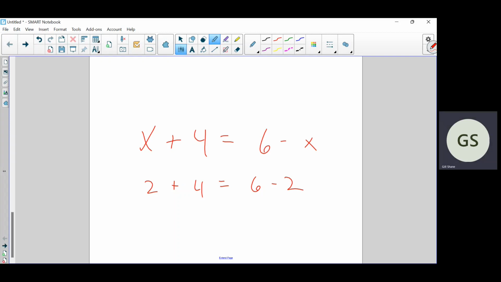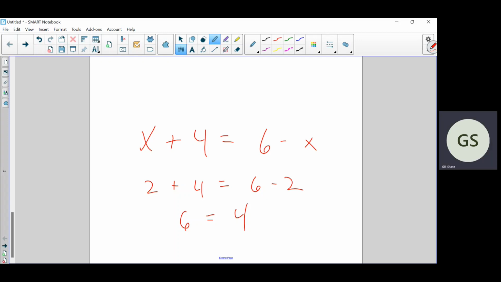What do you get on the left? What's 2 plus 4? 6, right? What's 6 subtract 2? What is 6 subtract 2? Not 6, right? So that wasn't right. Because the left side, we'll get into what an equation is, but the left side has to equal the right side. Well, that didn't work. So that wasn't the right answer.